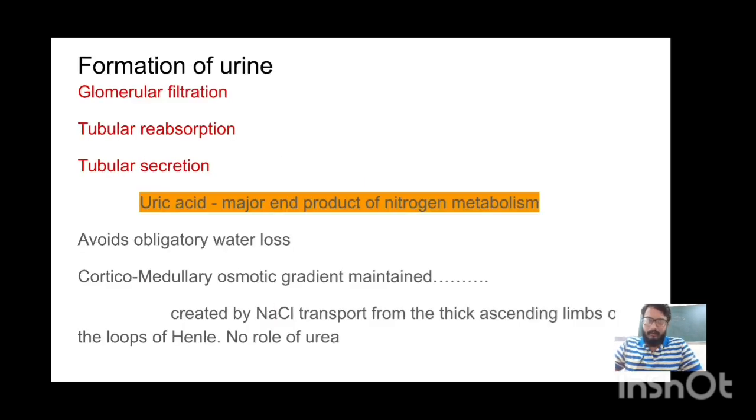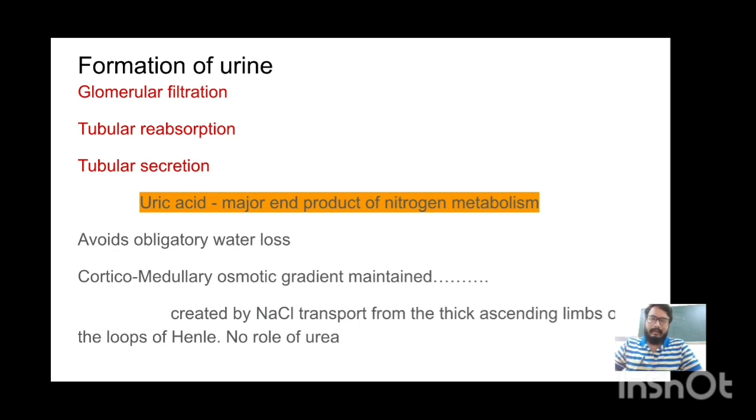If you come to the formation of urine, the three general steps remain the same. There is glomerular filtration, followed by tubular reabsorption and tubular secretion, ultimately forming the urine. However, uric acid is the major end product of nitrogen metabolism. It is formed in the liver. Therefore, there is avoidance of obligatory water loss.